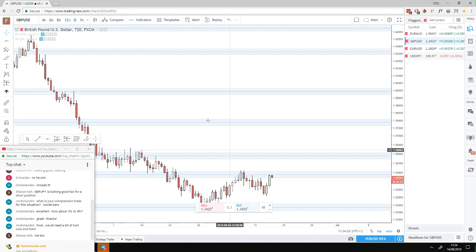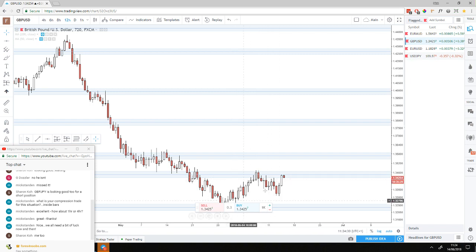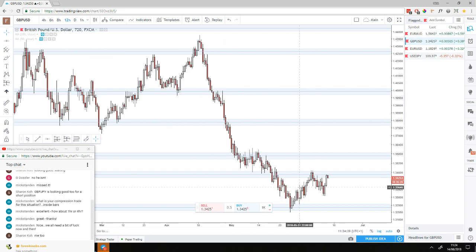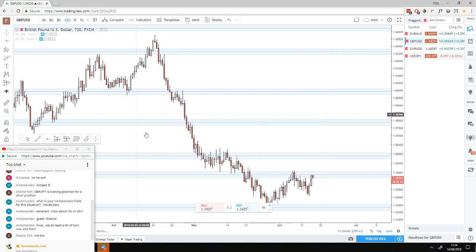What I'm going to do is just wait and see how the 12-hour pans out. Looking at the 12-hour chart, if it stalls here, I'll be looking for a trade. It is trending down overall, so there is some potential for a short trade.